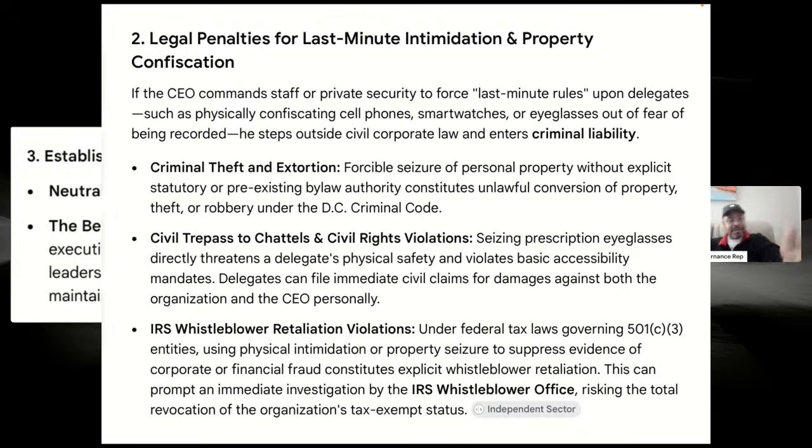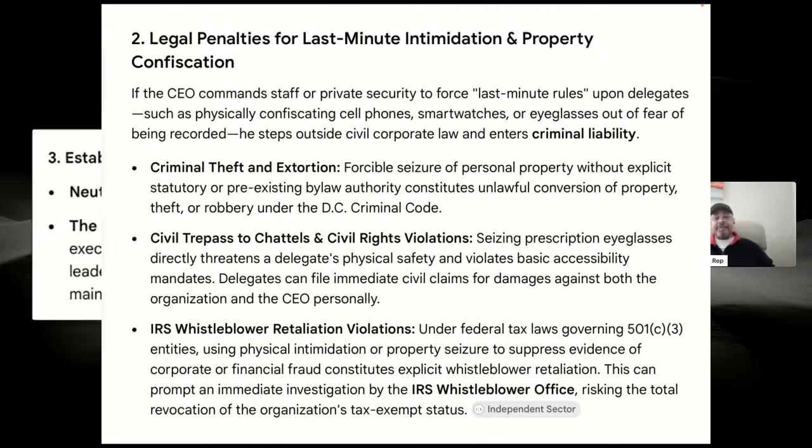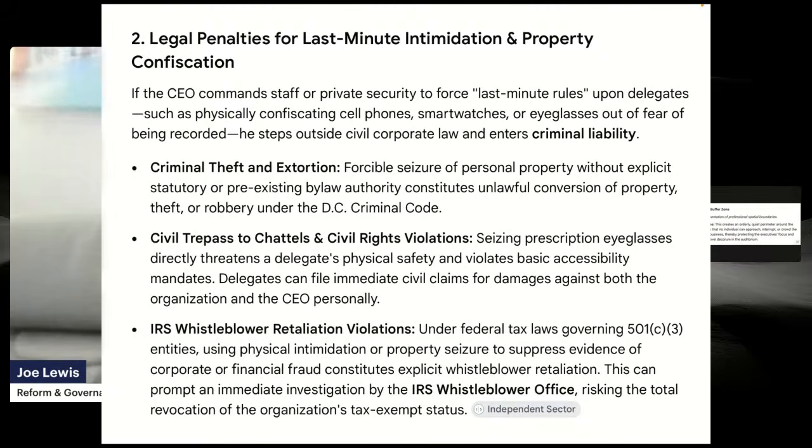And to take people's items constitutes, again, theft or robbery, unlawful conversion of property, as you just read. It's a civil trespass to chattels and civil rights violations. Seizing prescription eyeglasses directly threatens a delegate's physical safety, and it violates basic accessibility mandates. And delegates can file immediate civil claims for damage against both the organization and the CEO personally.